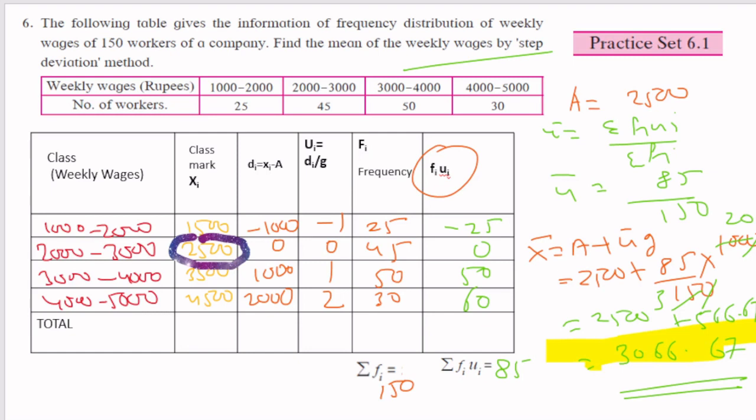So we have learned all three methods. First was the direct method. Second was assumed mean. The only additional step was assumed mean. We have added and calculated di. And the third one, which is the step deviation method, has one more addition, we calculated ui. That's it. All three methods are beautiful to calculate the mean of any frequency table.